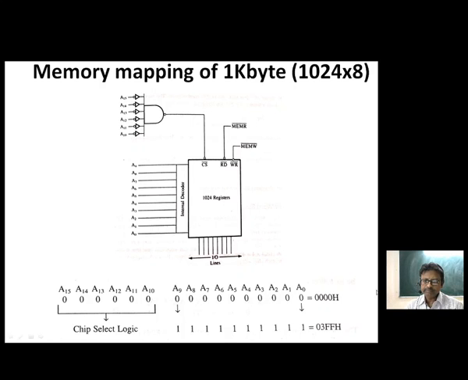So actually, you can say that we have 4 pages. The first page is 00, the second page will be 01, the third page will be 02, and the fourth page will be 03. There are 4 pages, and in each page there are 256 registers starting from 00 to FF.